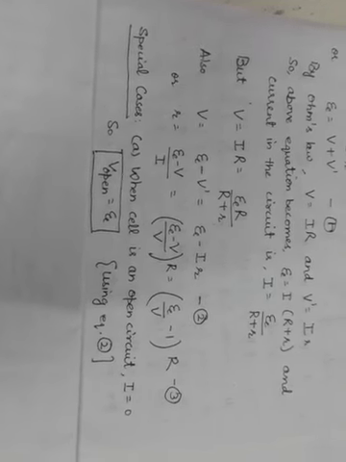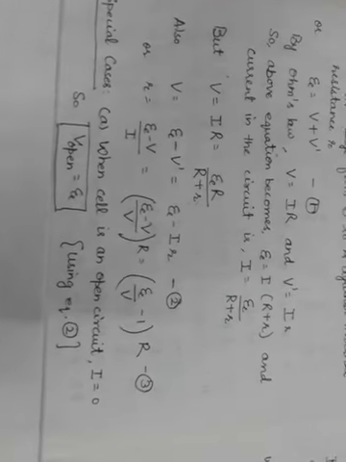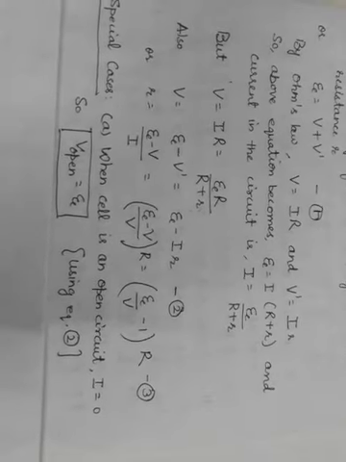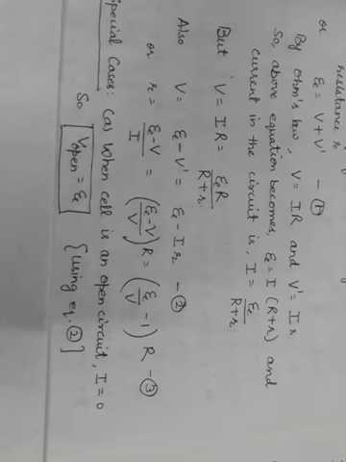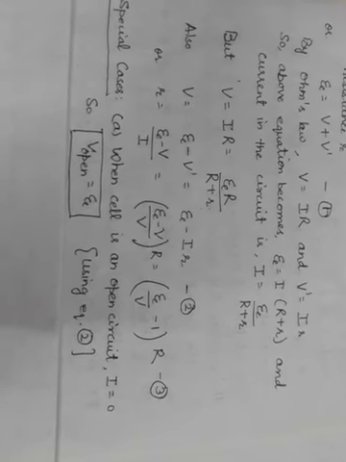Now, from equation 2 you can also have an idea, or you can guess, that the value of the terminal potential difference will be less than the value of EMF. Why? Because for a real cell there will definitely be a value of internal resistance. It will definitely have some internal resistance, so V will be less than E.